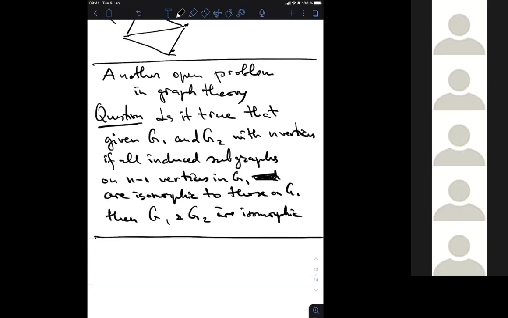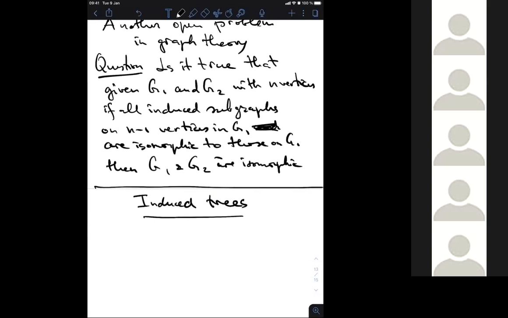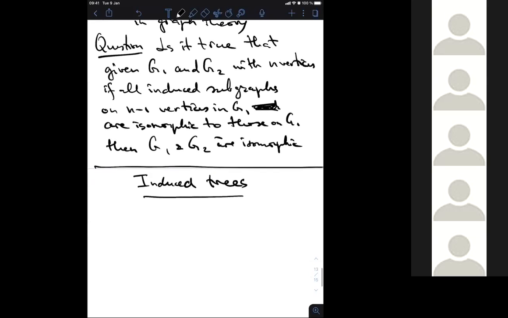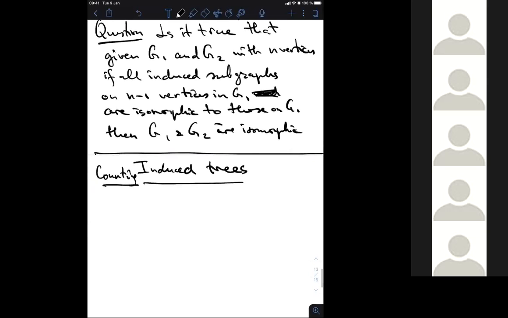Okay, about induced subgraphs, in the induced trees. This is a nice classical piece of graph theory, which was discovered by a German chemist in the late 19th century. I forgot the name, it will come back. Okay, so counting induced trees. This problem is important in physics, in connection with molecules and the representation of molecules.